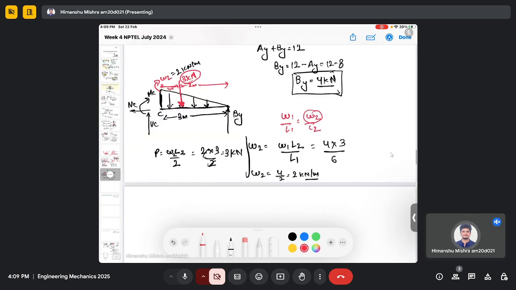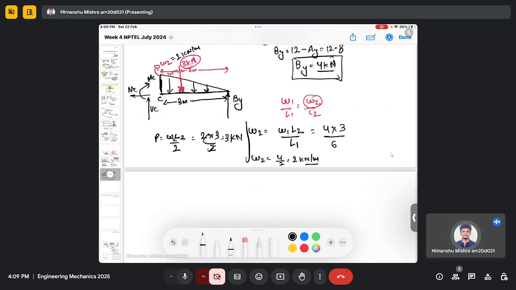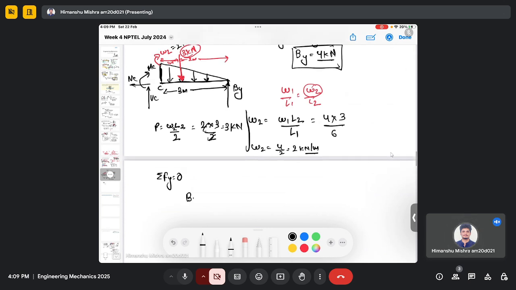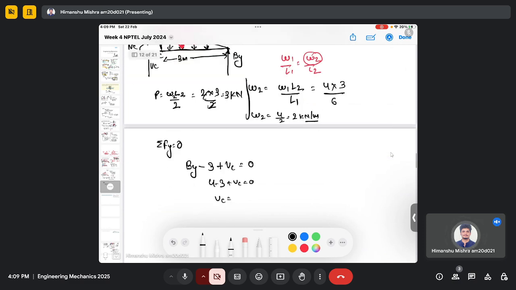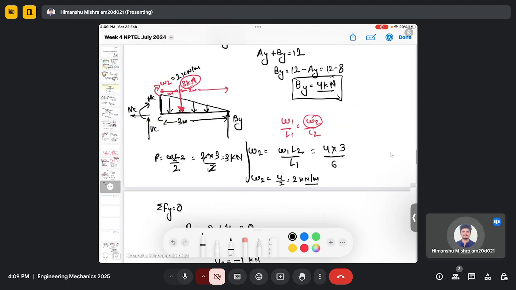So now we do the force balance analysis in y direction. So I will have By minus 3 plus Vc equals 0. By is 4. So my Vc is minus 1 kilonewton, which means the direction of Vc should be downward.